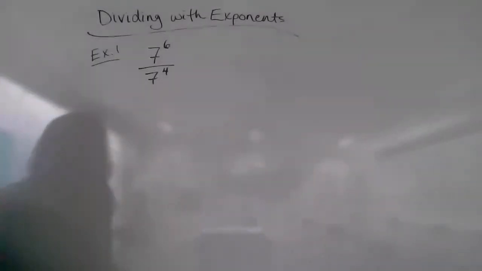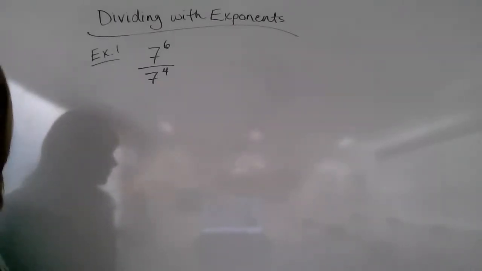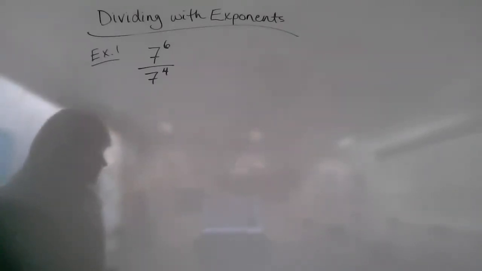Okay, first example. We have 7 to the 6th power over 7 to the 4th power. We're going to simplify this and we're going to write our answer using exponents. We aren't going to find the actual value of this. We're not evaluating, we're just going to simplify. So the first thing to remember is, what does 7 to the 6th power represent and what does 7 to the 4th power represent? Let's write it out.